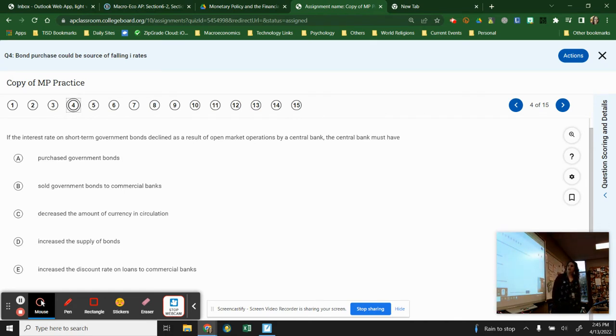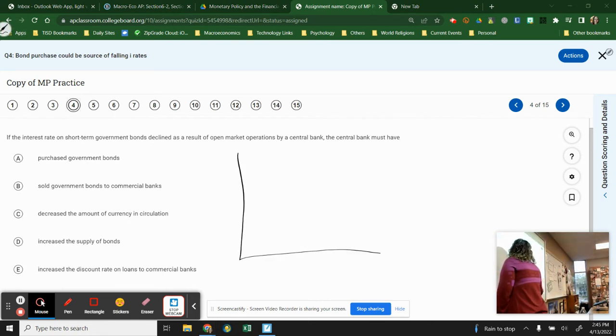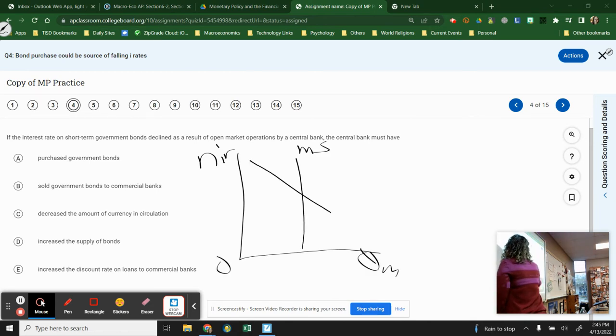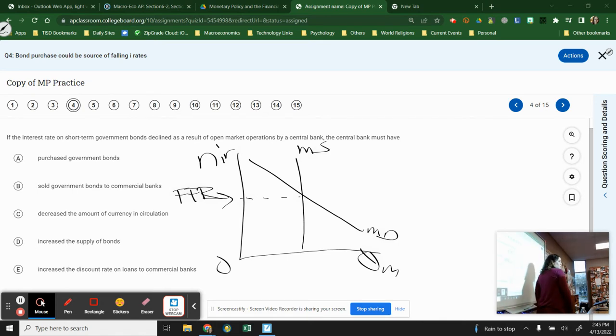The interest rate on short-term government bonds declined as a result of open market operations by the central bank. What interest rate am I talking about? Nominal interest rate. Right. What graph am I talking about? Money market graph. We have nominal interest rates, quantity of money, money supply, and money demand. This right here is the nominal interest rate. This is also called the Fed funds rate. What's the Fed funds rate? The interest rate banks charge each other. Yes, between banks.